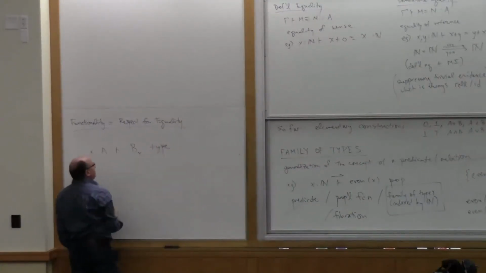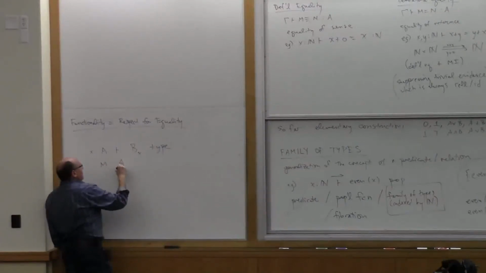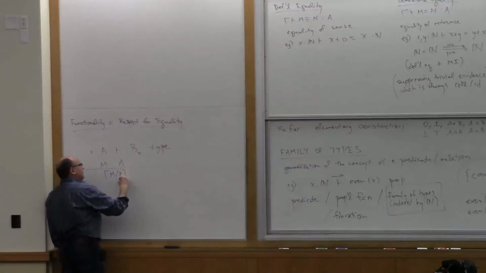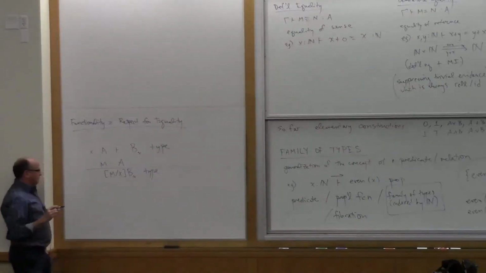It's written like that. And there are various things we're going to write down. So the first thing we'll write down is this. If you give me M, which is of type A, then you can form an instance, M for x in B sub x, which is going to be a type. So that's the first thing.